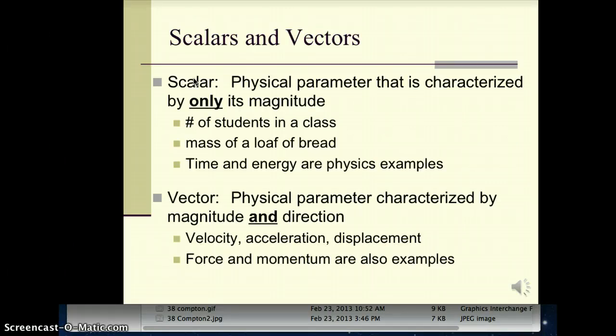Vectors, on the other hand, are characterized by both a magnitude and a direction. So for a velocity, for example, we would talk about 60 miles per hour north. 60 miles per hour would be the magnitude of the vector, and north would be its direction.